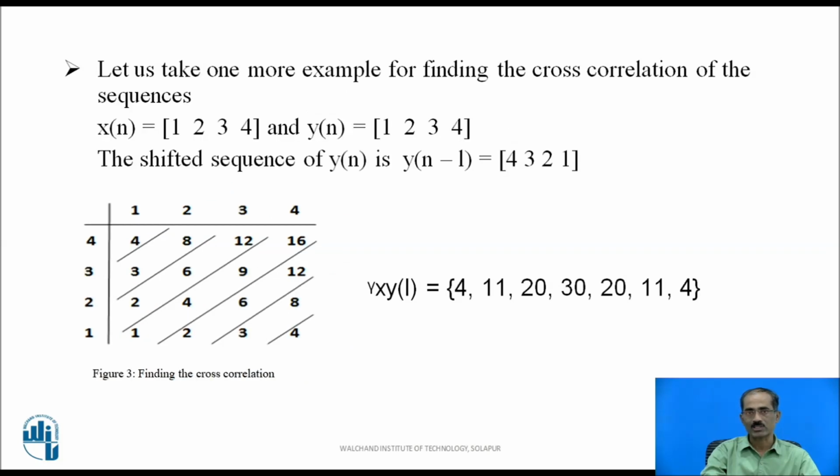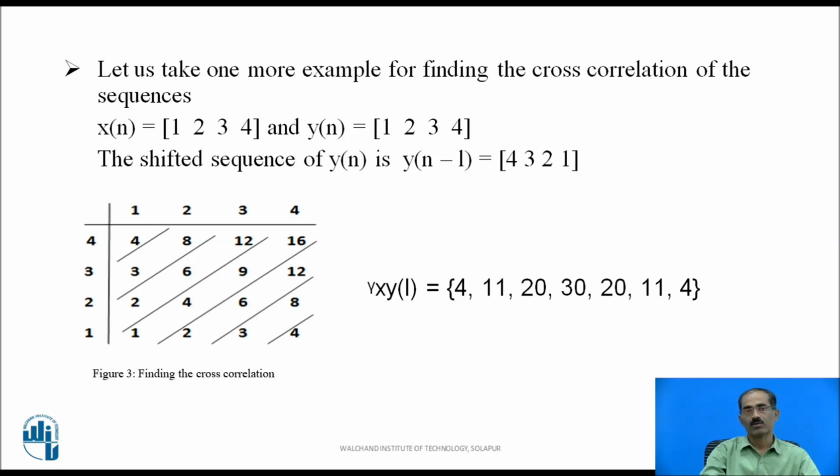Let us take one more example to find the cross correlation of the sequence. But interesting thing is, when I take the same sequence of x of n and y of n, then you are going to get the result as same as the autocorrelation sequence. Let us see here. X of n is equal to 1, 2, 3, 4 and y of n is equal to 1, 2, 3, 4. The shifted sequence of y of n is y of n minus l, which is 4, 3, 2, 1.